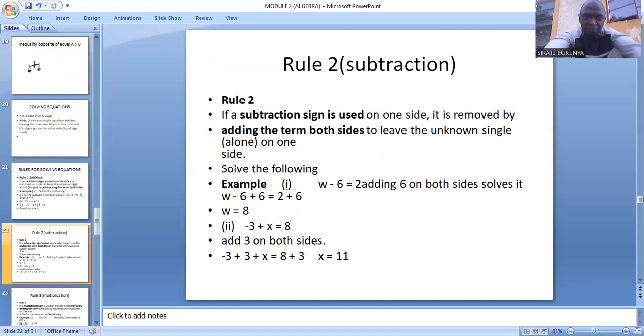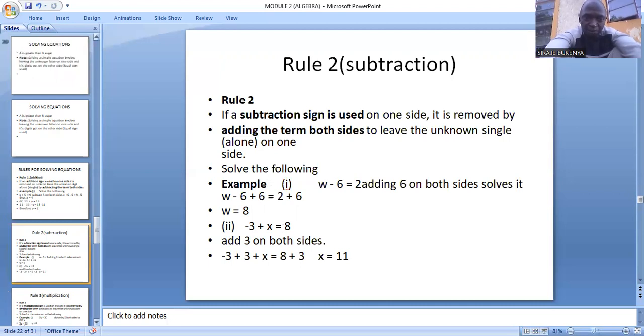Rule 2, if it is subtraction, then you have to add both sides in order to get the unknown. So if you have w minus 6 is equal to 2, that means you add 6 both sides and get the value of w as 8. Minus 3 plus x is equal to 8. To get x, you add 3 both sides and get the value as x is equal to 11.